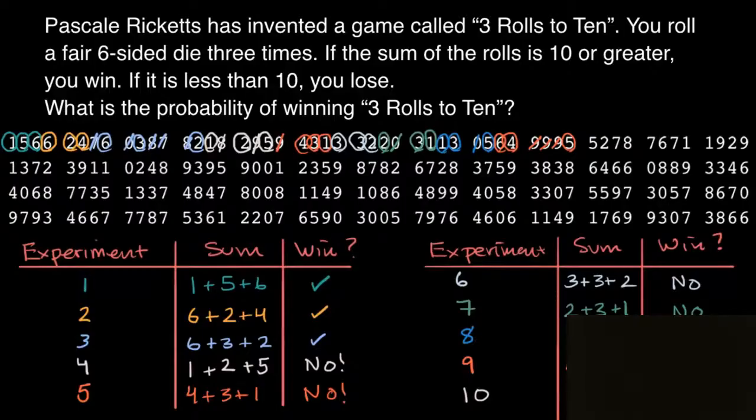All right, last experiment, or at least for this video, last experiment. You could keep going. In fact, I encourage you to after this. See if you can get a better approximation of the theoretical probability of winning by doing more experiments to calculate an experimental probability.